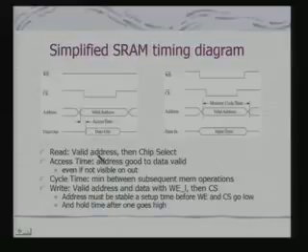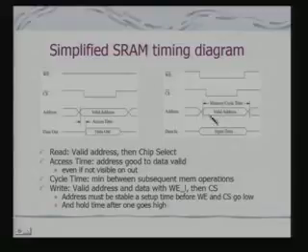So read is valid address, then chip select, access time, address good to valid data. Even if it is not visible on out, that means it may take some time to get it visible because there may be output buffers. So this is basically a critical parameter to estimate performance of a particular memory block that you are using. Access time smaller means the memory is faster.